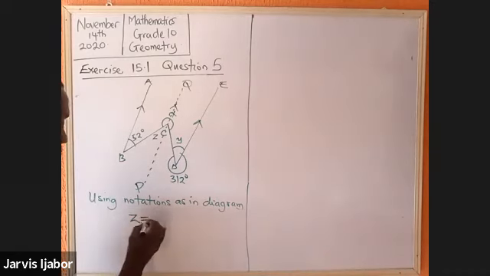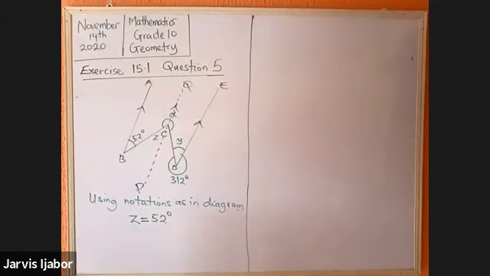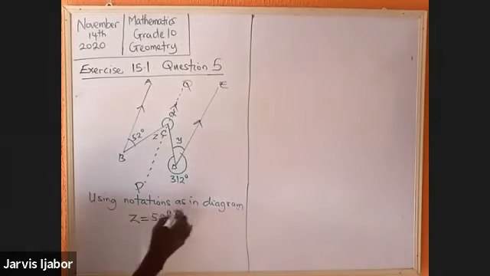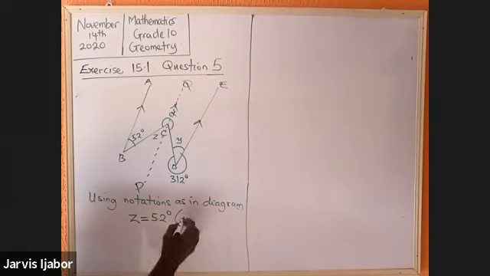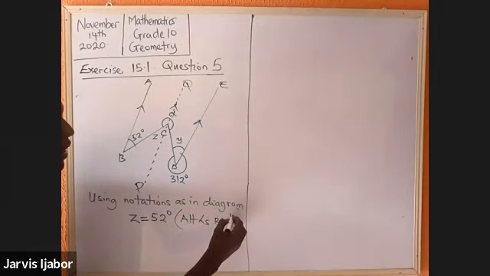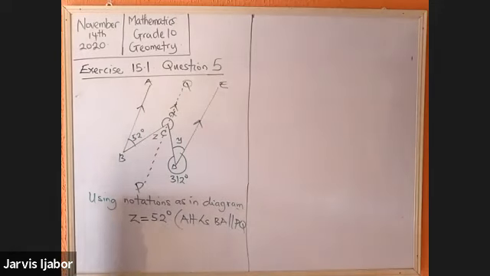will be equal to 52 degrees. What's the reason for that? Z and 52 are said to be alternate angles. BA is parallel to this new line I have drawn, PQ. All right.